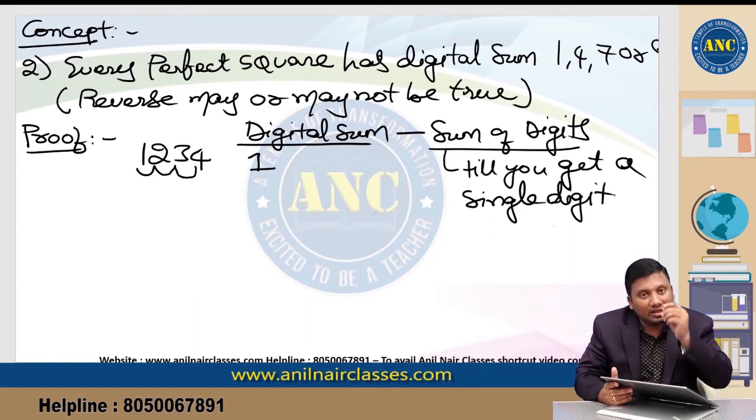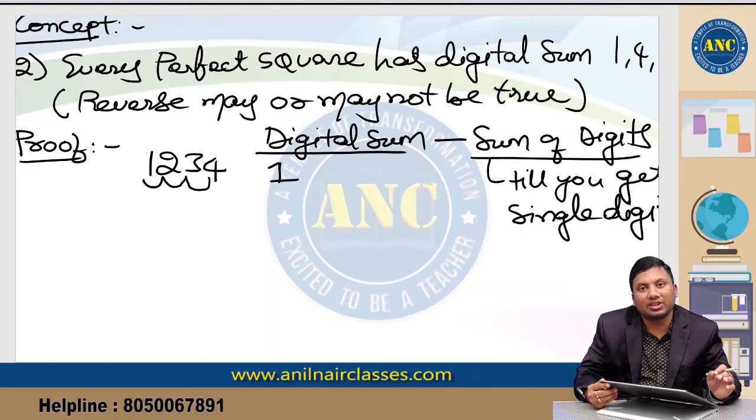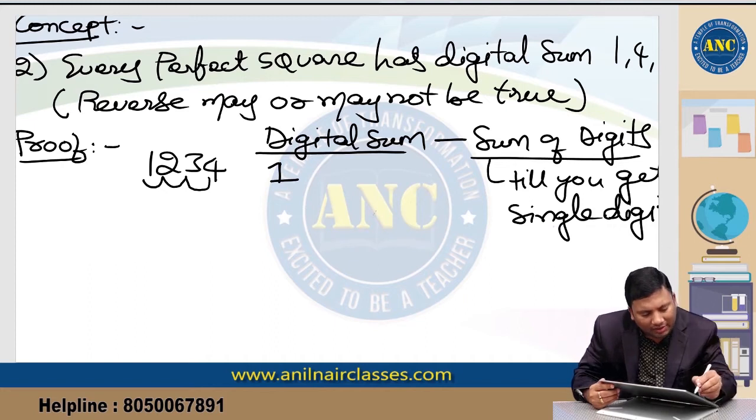What are all the single digits that are possible? From 0 to 9. 0 is not possible. Why? Because if you add the digits, getting 0 is illogical. So I will take all the digital sums that are possible.